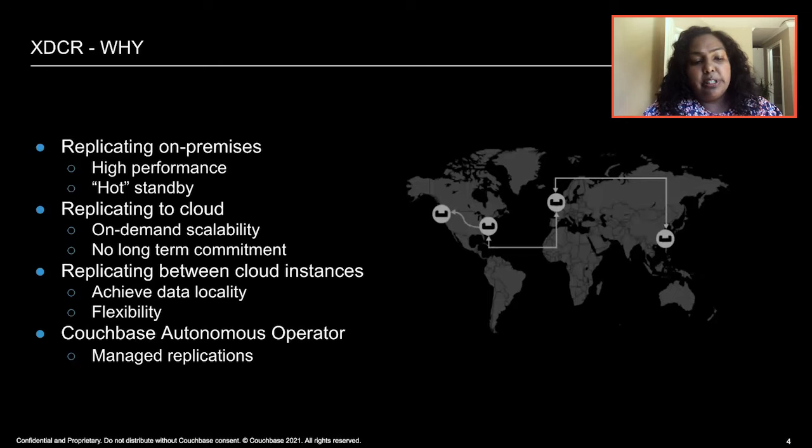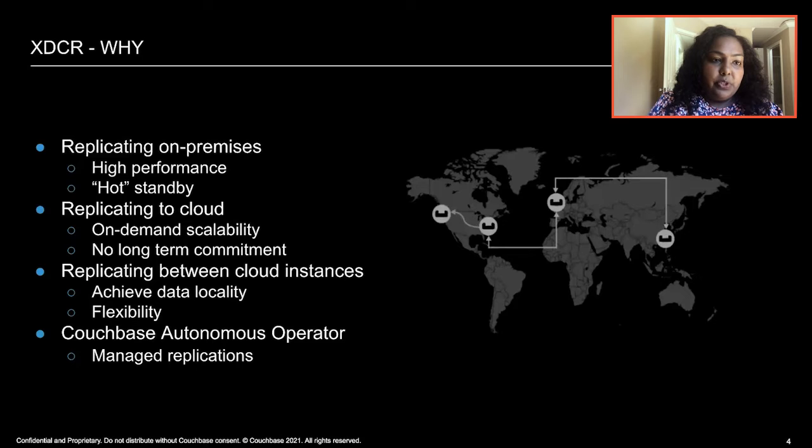And obviously, there is flexibility in terms of cloud providers. You can set up XDCR between your instance on, let's say, AWS and GCP or Azure and so on. So you don't have to restrict yourself to any cloud provider when you're deploying Couchbase servers or setting up XDCR. And I also want to mention how you can set up managed replications using the Couchbase Autonomous Operator and Capella, which is our fully managed cloud offering.